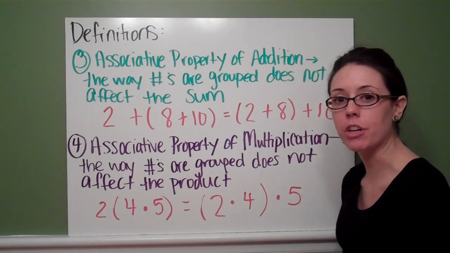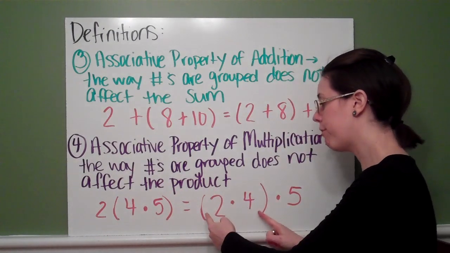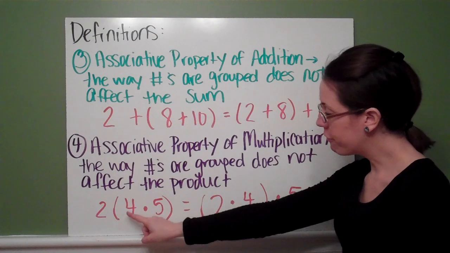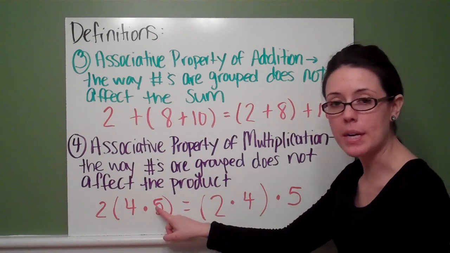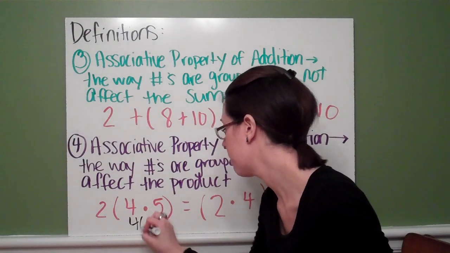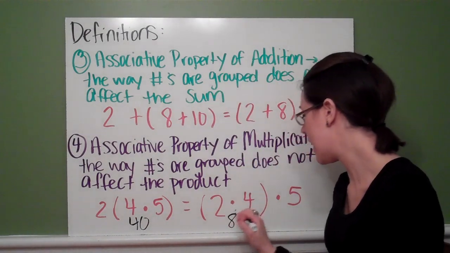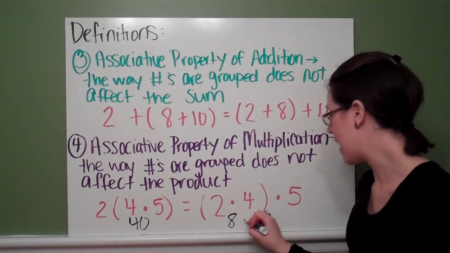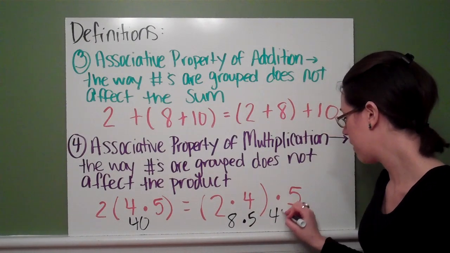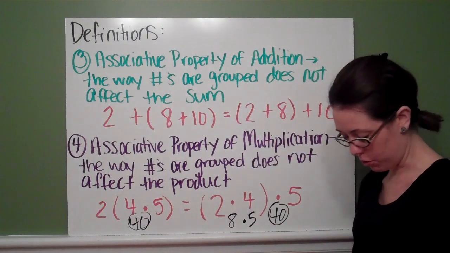See here we have different groupings. 4 and 5 are grouped here, 2 and 4 are grouped here. 4 times 5 is 20, 2 times 20 is 40. Here, 2 times 4 is 8, and 8 times 5 is 40. You get 40 either way you group these.